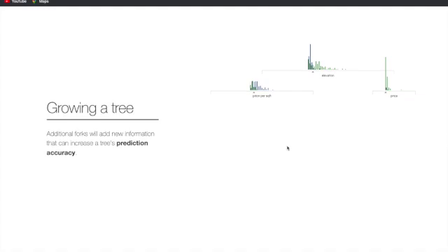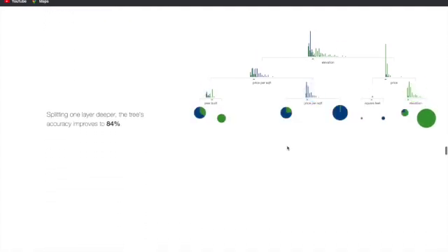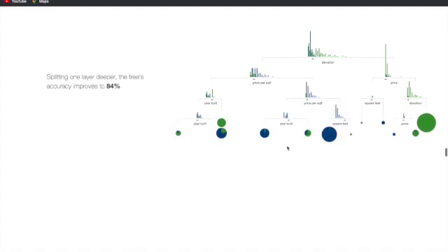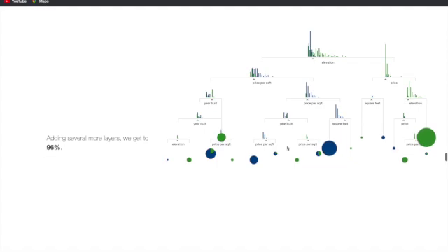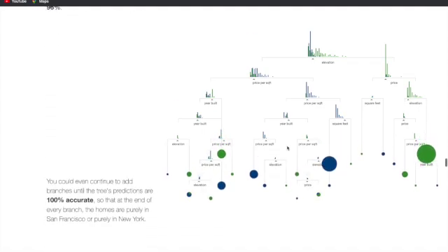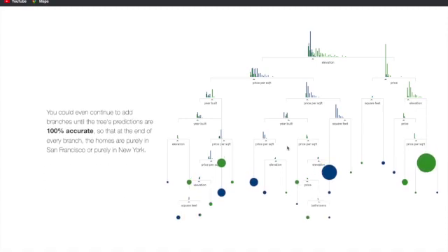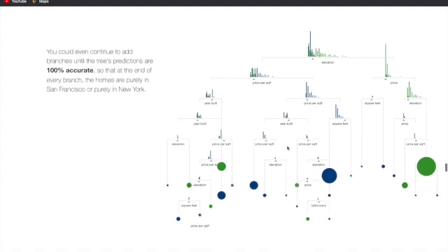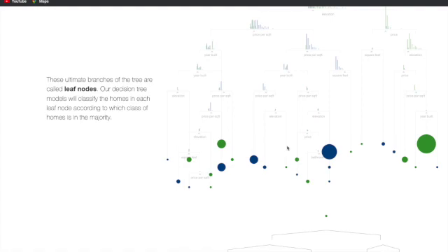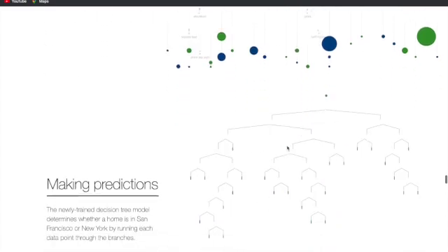Now let's see how a tree is grown. Additional forks will add information that can increase a tree's prediction accuracy. So at the first cut, if the criterion chosen is price per square foot, the diagram shows the distribution. Splitting one layer deeper, the tree's accuracy improves to 84%. Adding several more layers, we get to 96%. You could even continue to add branches until the tree's predictions are 100% accurate, so that at the end of each branch, the homes are purely either San Francisco or New York. These ultimate branches of the tree are called leaf nodes. Our decision tree model will classify the home in each leaf node according to which class of home is in the majority.